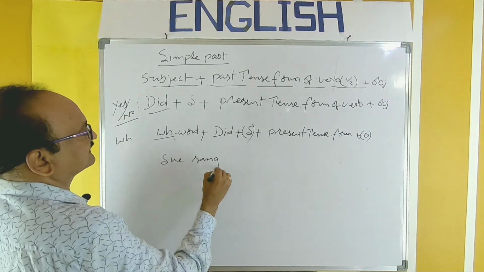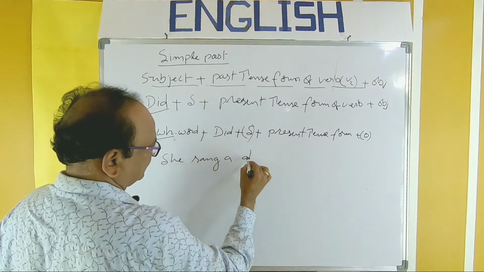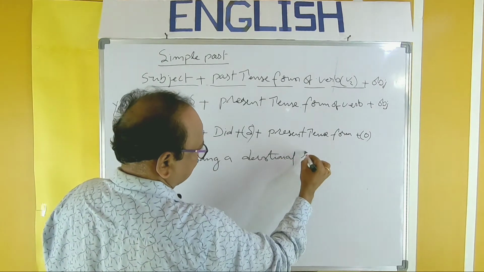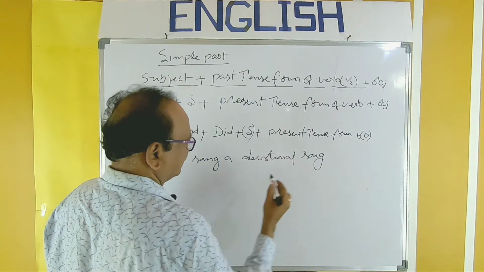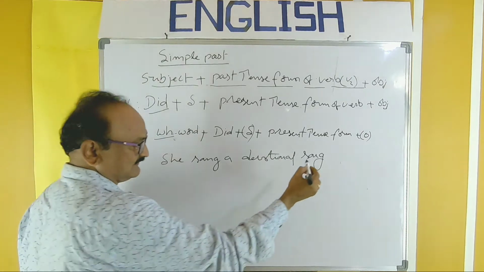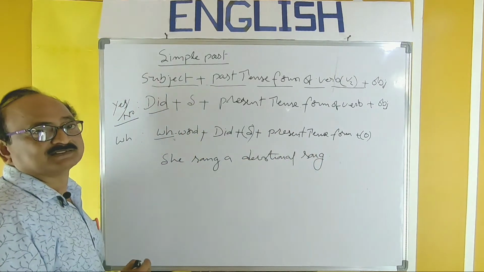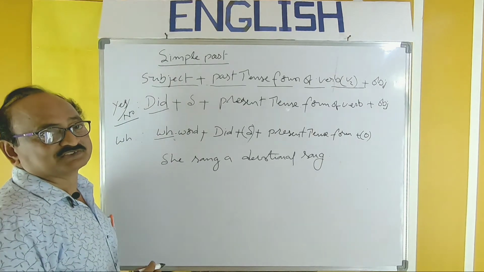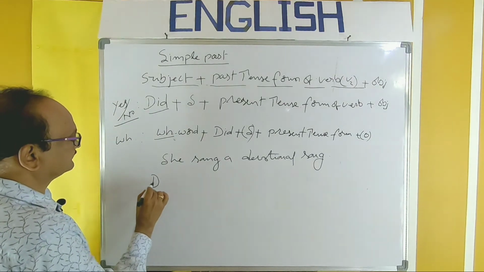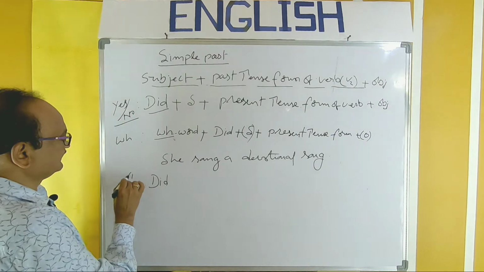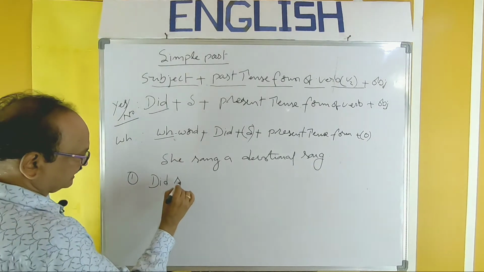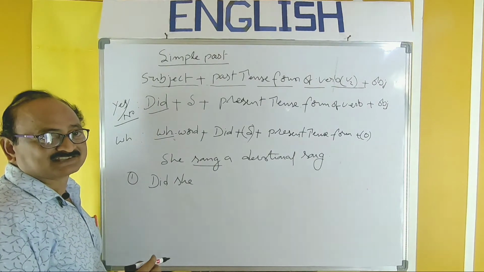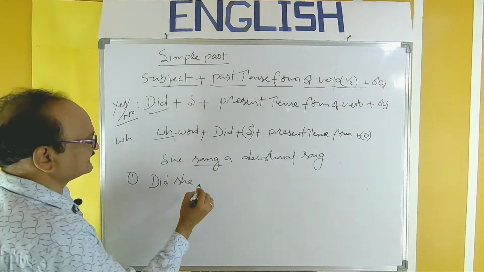She sang a devotional song. A devotional song. How to make it a question? This is an affirmative sentence. How to make it a question? First, use did. First type of question: Did she sang? Remember, past tense is there, and you should make it present tense.